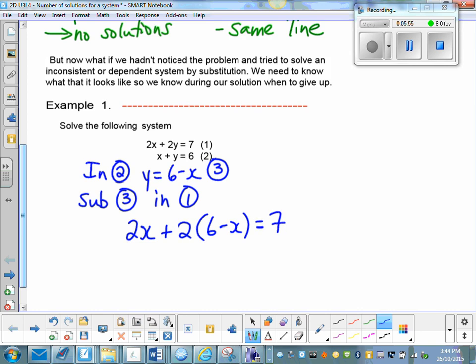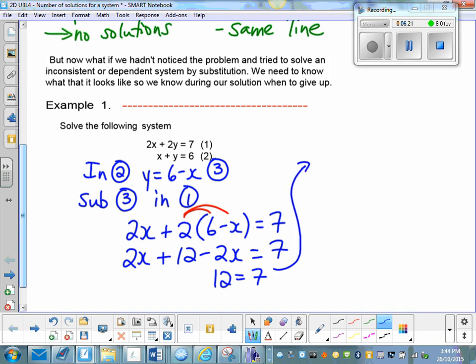That equals 7. So remember, we have to expand here. So 2x plus 12 minus 2x equals 7. And we've got 2x minus 2x, so they're going to cancel each other out. That's going to be 0. So I'm left with 12 equals 7.